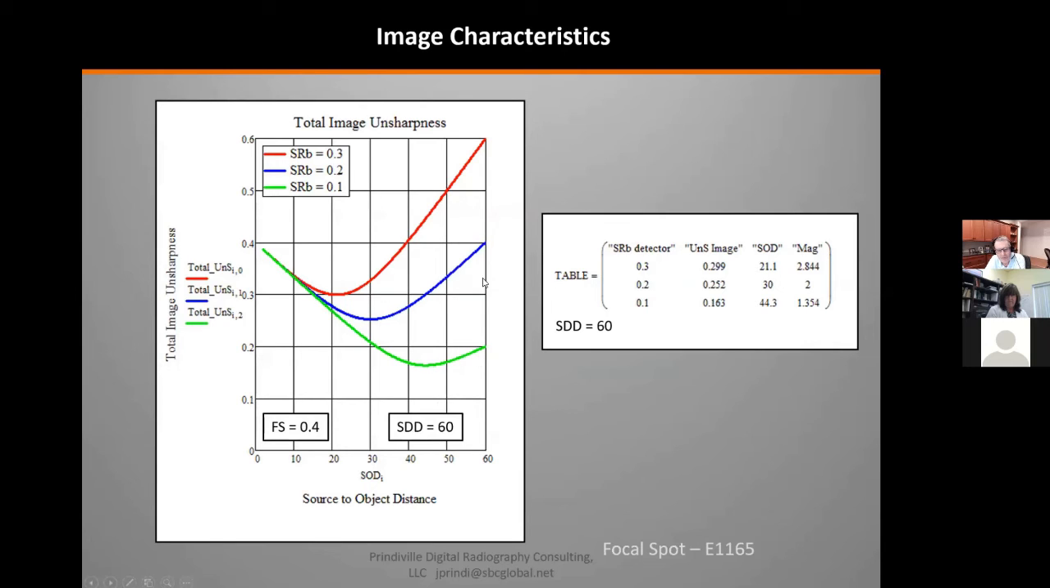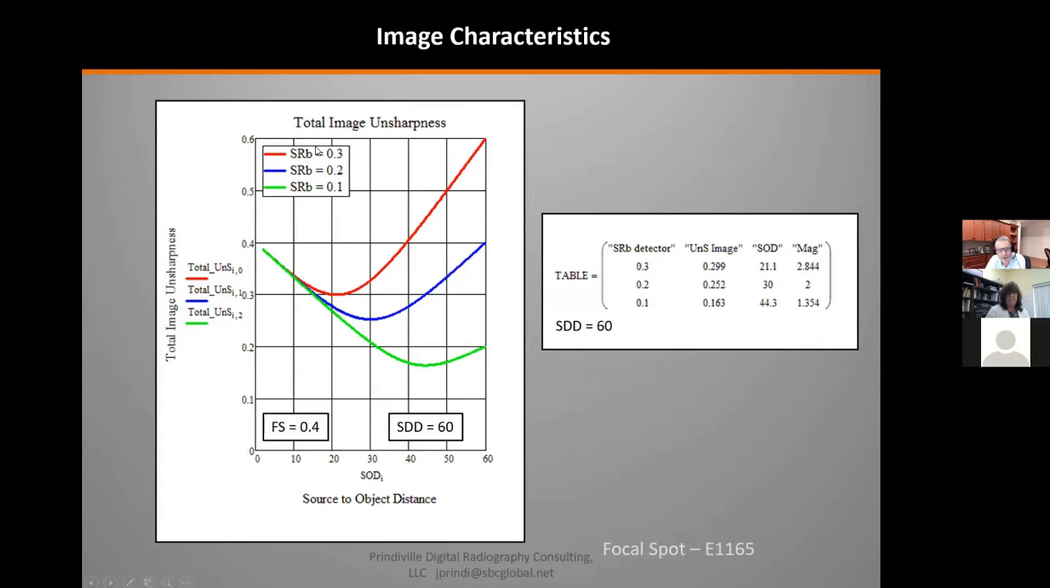But let's move up to where the SRB is 2. Now we have to multiply that by 2. So now this is 0.4 and this is 0.4. Well, where are we going to end up now? Your best resolution is going to be right in the middle, where those two are equal. So our best resolution is going to be right in the middle at a magnification of 2x. Source to detector distance is 60. Source to object distance is 30. The magnification is 2, right in the middle.